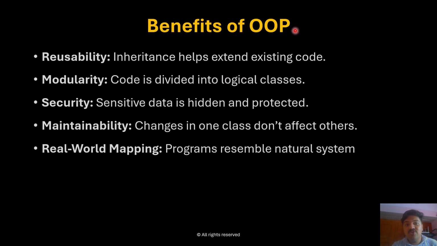What are the benefits of object-oriented programming? Here we studied the basics of object-oriented programming, the four pillars and two extra, that is message passing and data hiding. Now we'll be seeing what the uses are. Reusability: inheritance helps extend existing code. Modularity: code is divided into logical classes. Security: sensitive data is hidden and protected. Maintainability: changes in one class do not affect other classes. Real world mapping: programs resemble natural systems.